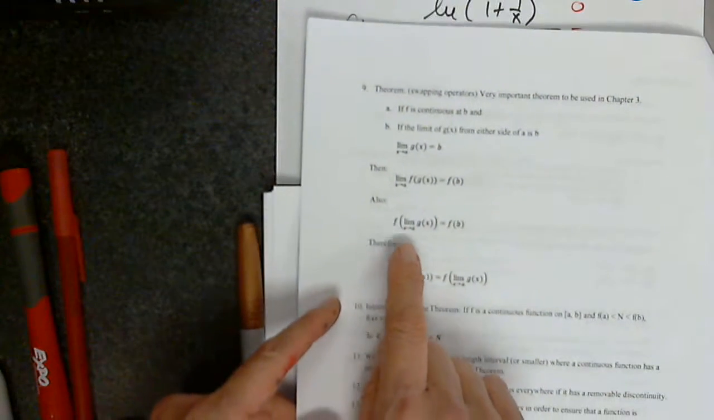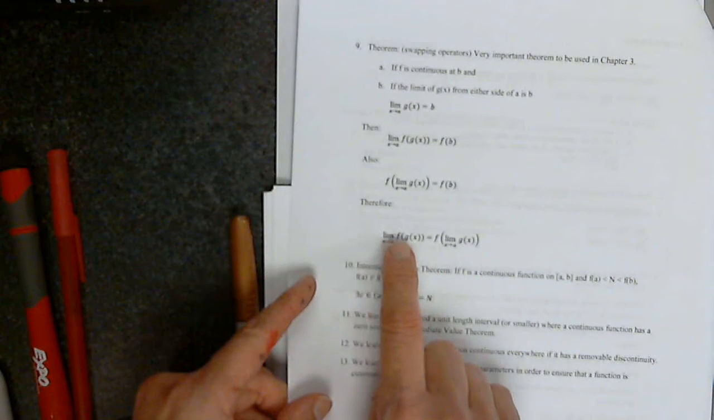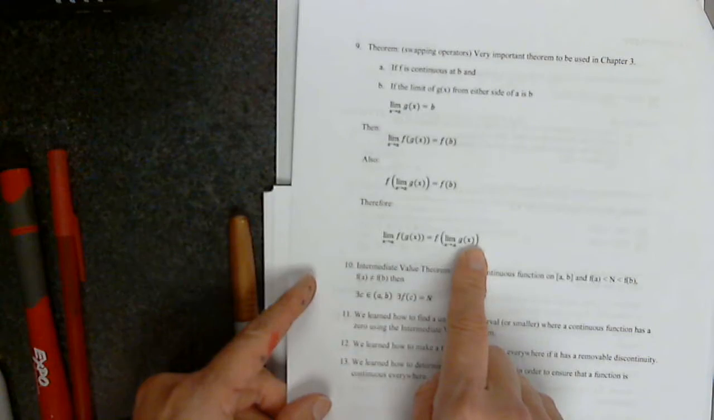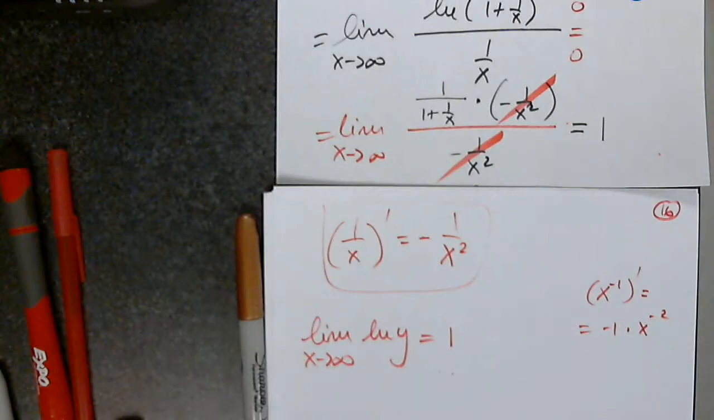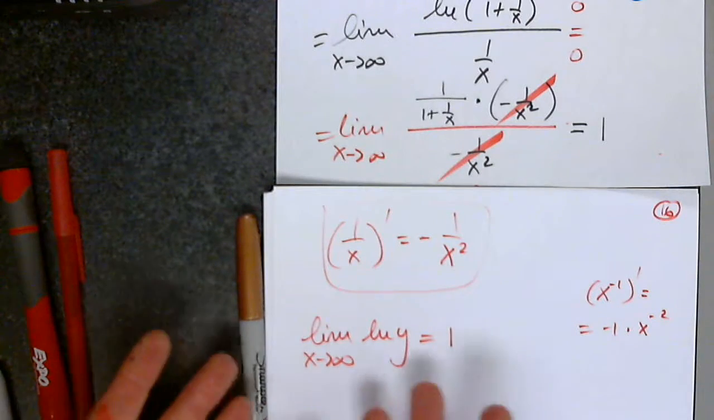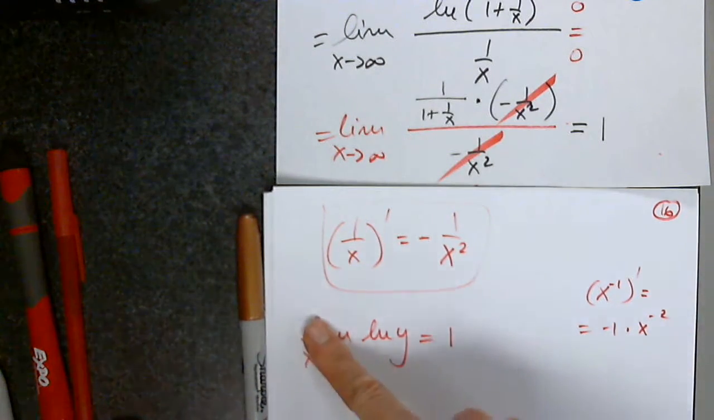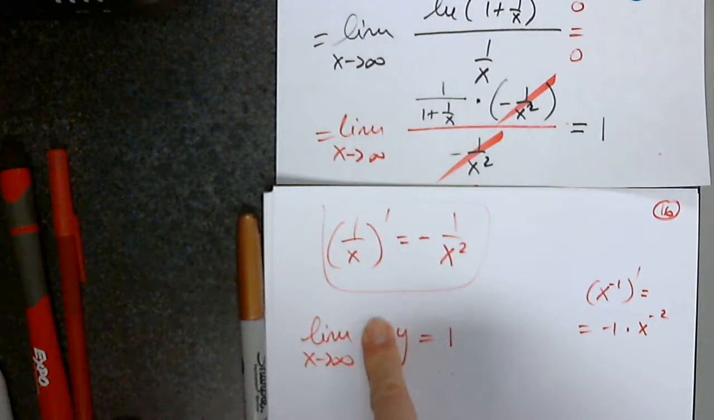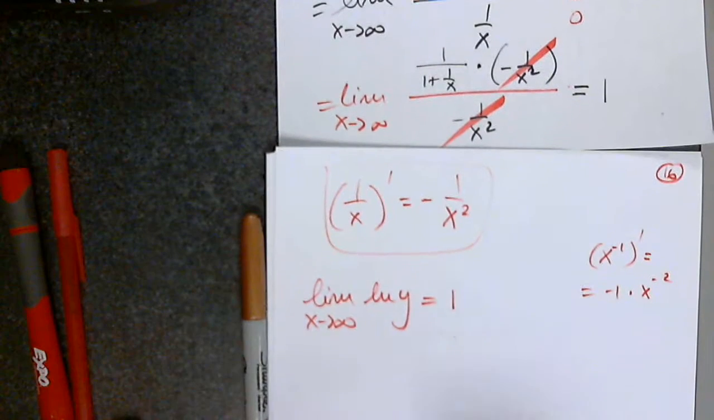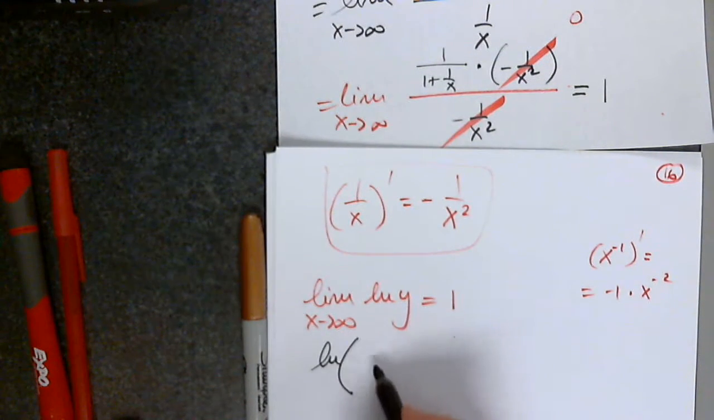So I'm allowed to swap the operators. The limit of a function is the function of the limit. So how can I swap the operators here? What will you tell me to do? What operators am I talking about? I'm talking about this operator, and I'm talking about this operator. So please swap them and tell me what to write.